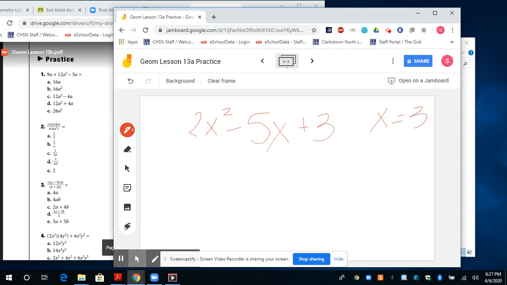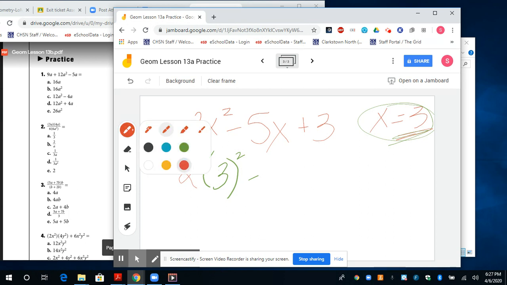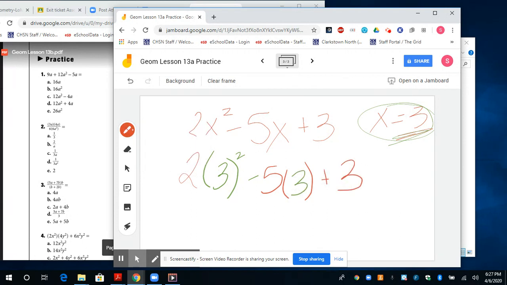So when you substitute, you're plugging in. You're taking this 3 and you're putting it wherever you see an x. So I'm going to put it, and I'll write in a different color. So I'm going to put this in here. So I have 2 times 3 squared minus 5 times x, which is 5 times 3, and then plus 3. So the green is where I've substituted in this 3 value. And let's simplify. So we have 3 squared is 9, times 2 is 18, minus 15 plus 3. 18 minus 15 is 3.